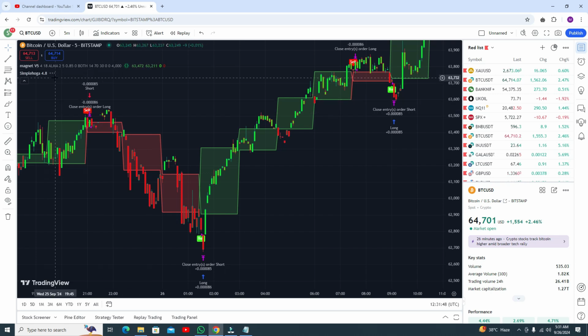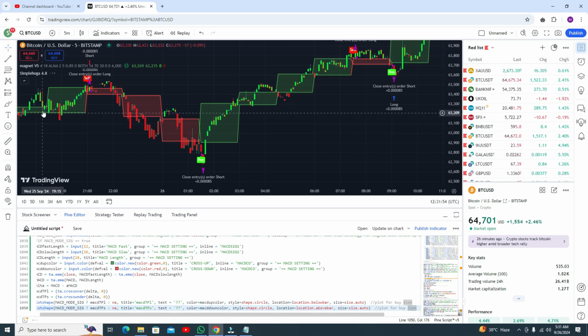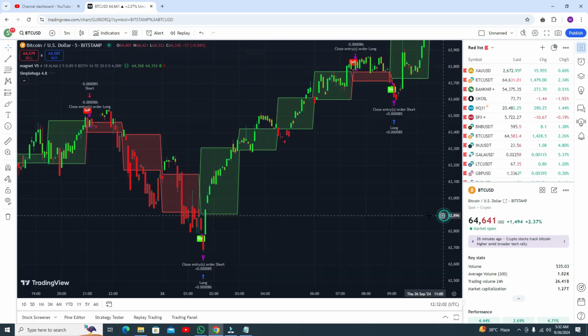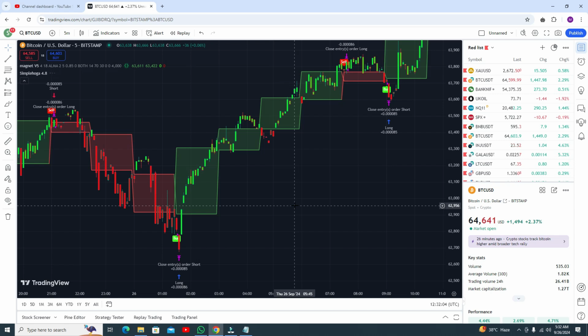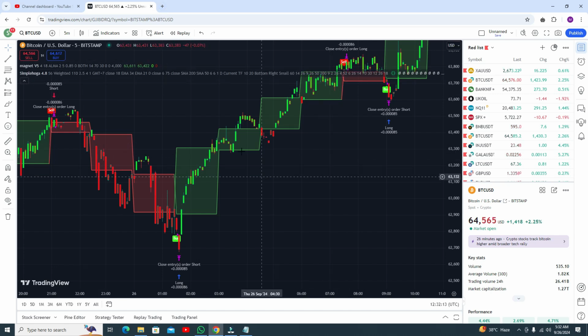It's still loading, and it will be compiling because this indicator has 1050 lines, so that's why it's taking a little time. Do not worry, it will be fine in a few seconds. Okay, now I think it's done.